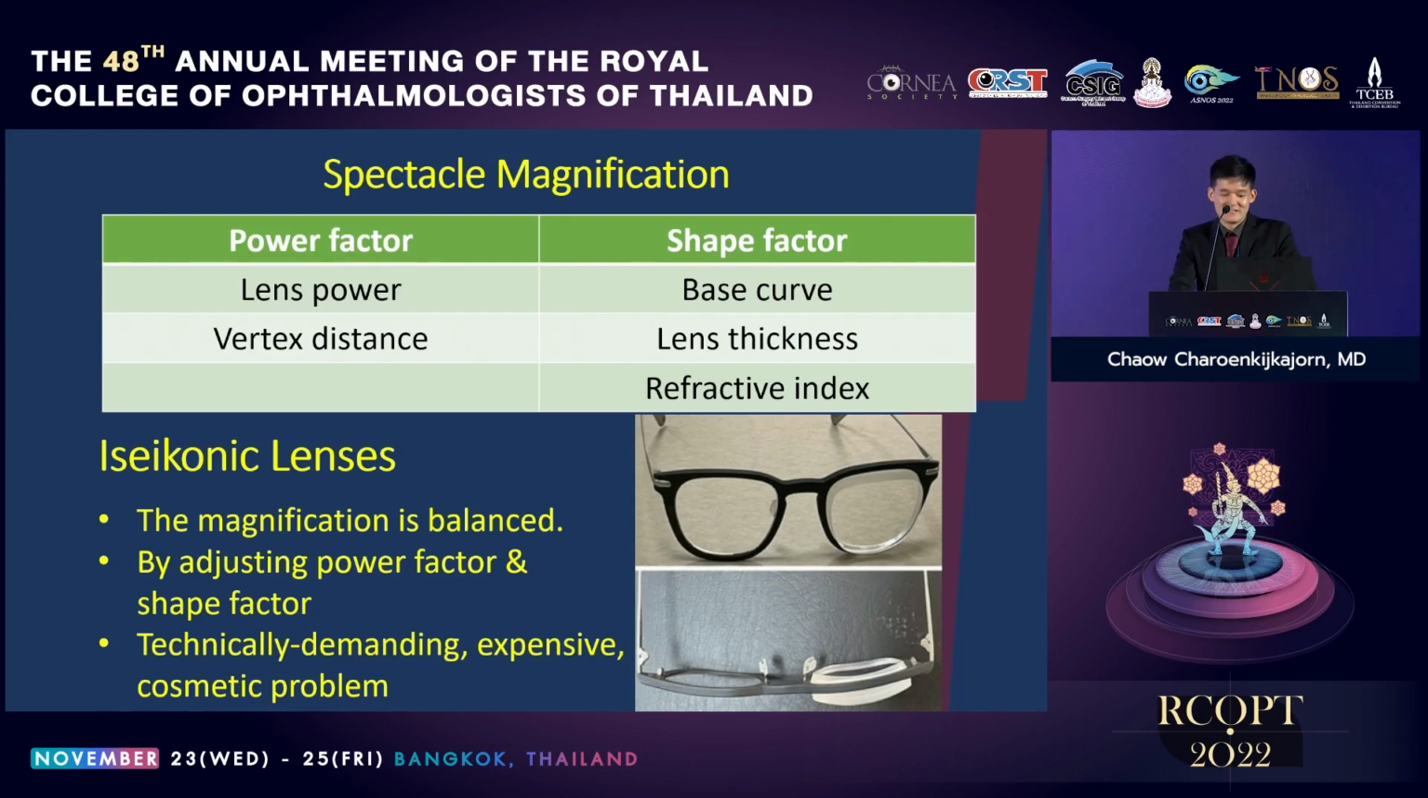As you can tell, this is very technically demanding and it's going to be expensive. You can see in the picture that the lens on each side can have a different appearance, so it might have some cosmetic problems as well. On one side the lens is so thick and the vertex distance is different, the material is different, the base curve is different, and so this is not a common option that we usually do.